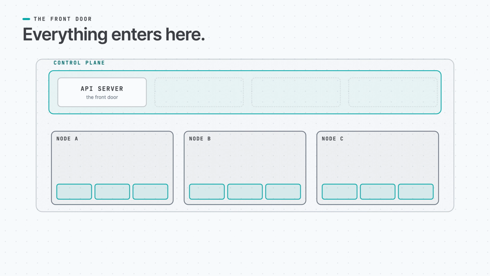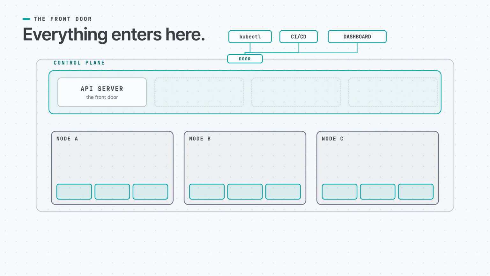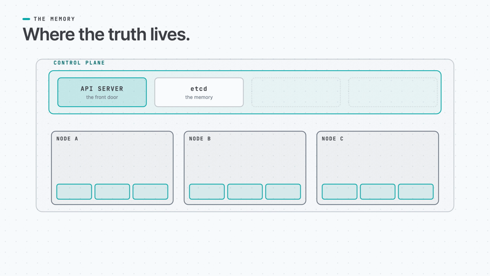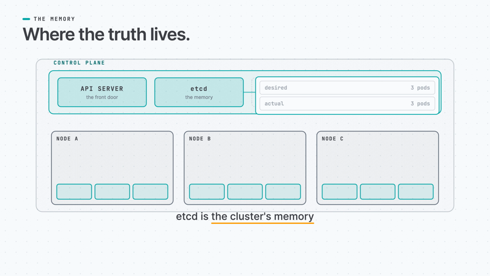Start with the brain. Everything enters through one door, the API server. You talk to it. The components talk to it. Nothing bypasses it. If the cluster has a front desk, this is it. Behind that door is etcd, the cluster's memory. It stores the truth about what should exist and what does exist. Lose etcd and you have lost the cluster's mind, which is why people back it up carefully.